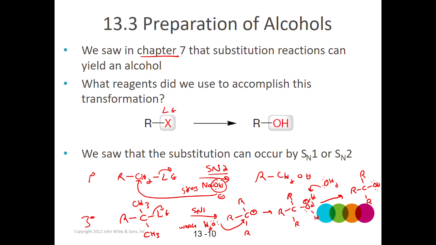Why can't we use a strong base there? Oh, I gave away the answer. I meant to say, why can't we use a strong nucleophile like OH minus? Well, the reason is because it would act like a base. If we use a strong nucleophile, it wouldn't wait for the carbocation to form and then attack.